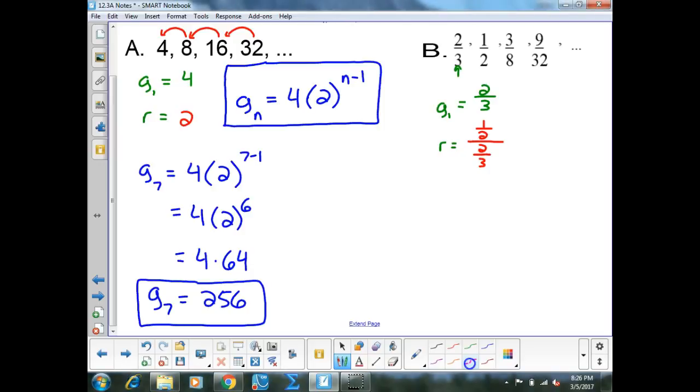Remember, when we're dividing fractions, we flip the second one and we multiply. So my r value here is actually 3/4. If that's the case, then my rule, G sub n, is 2/3 times 3/4 to the n minus 1 power. That's the rule.